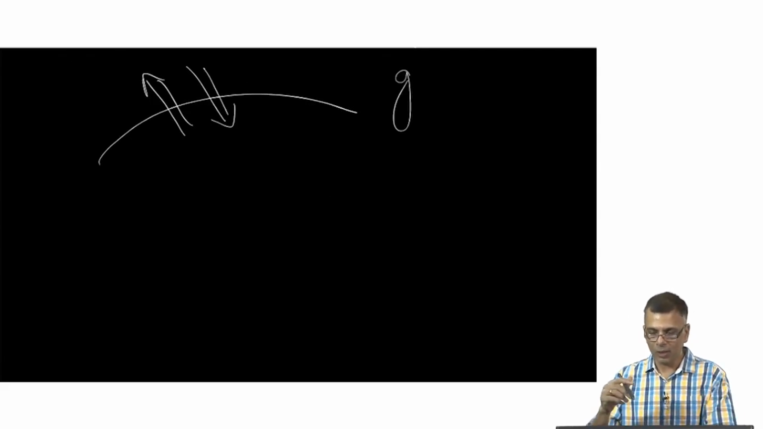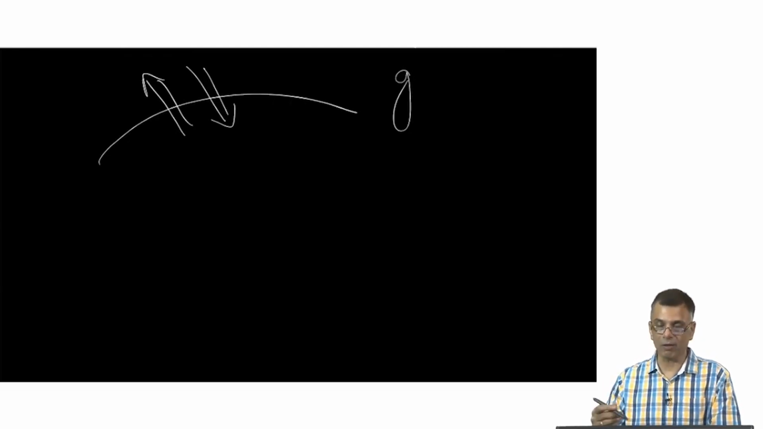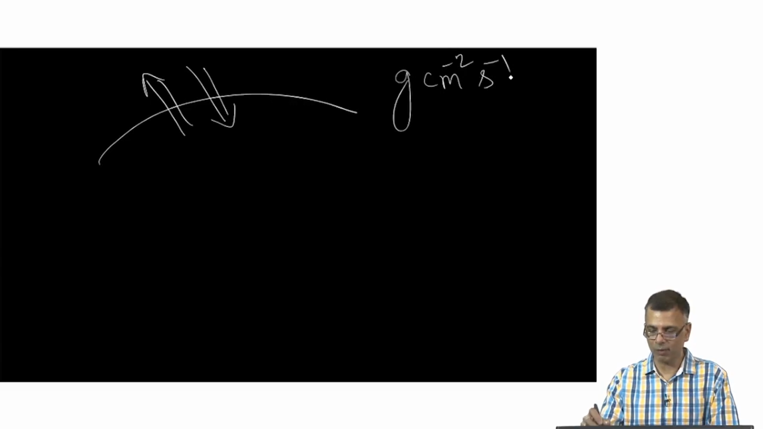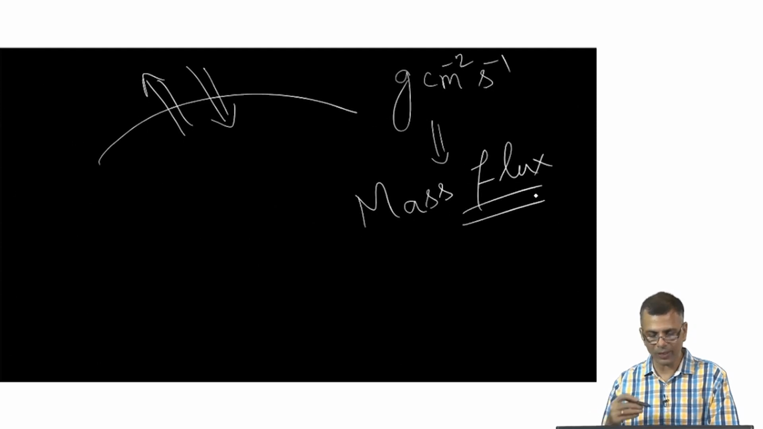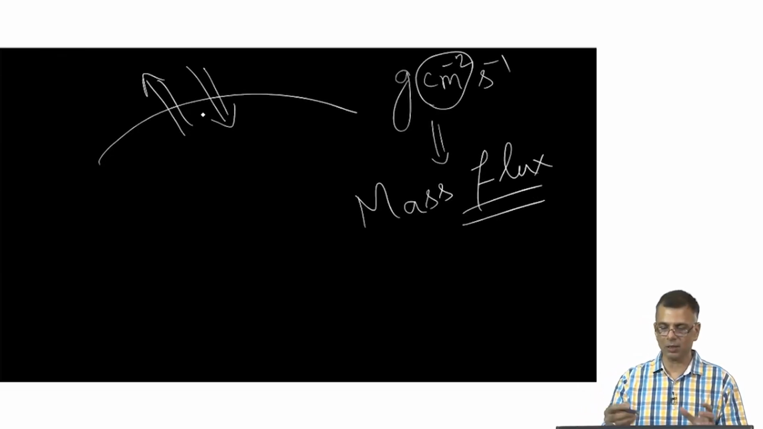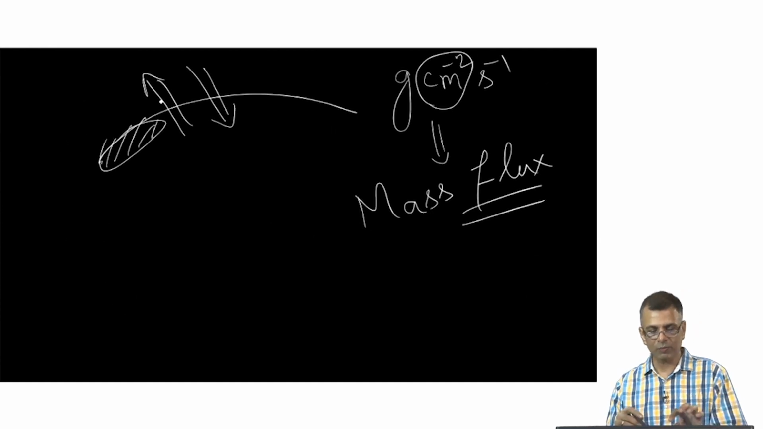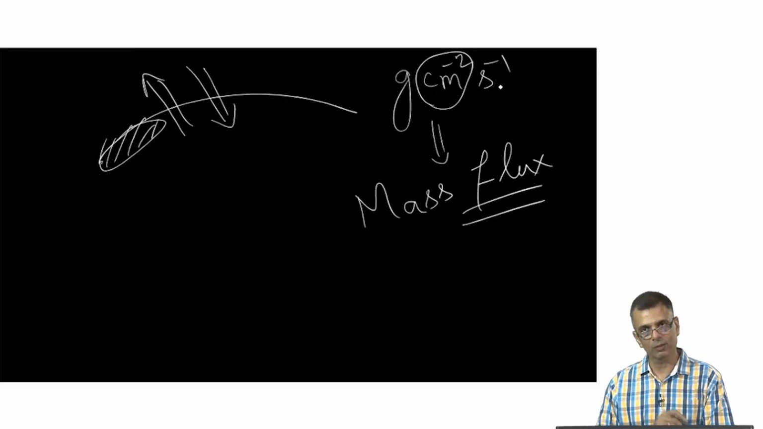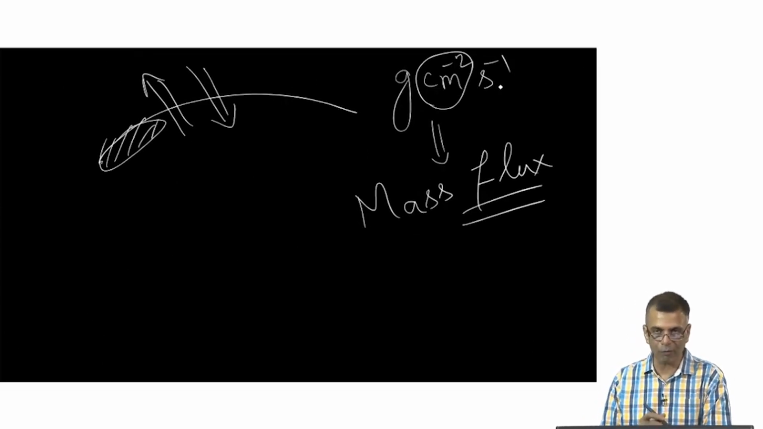The unit of mass per se is grams, but what we're talking about is the mass flux. So this would be grams per centimeter squared per second. This would be the mass flux, and this makes sense only if you consider a surface, because the centimeter squared here is a per unit cross-sectional area, flowing out or flowing in per second, of course. So this is the definition of mass flux.